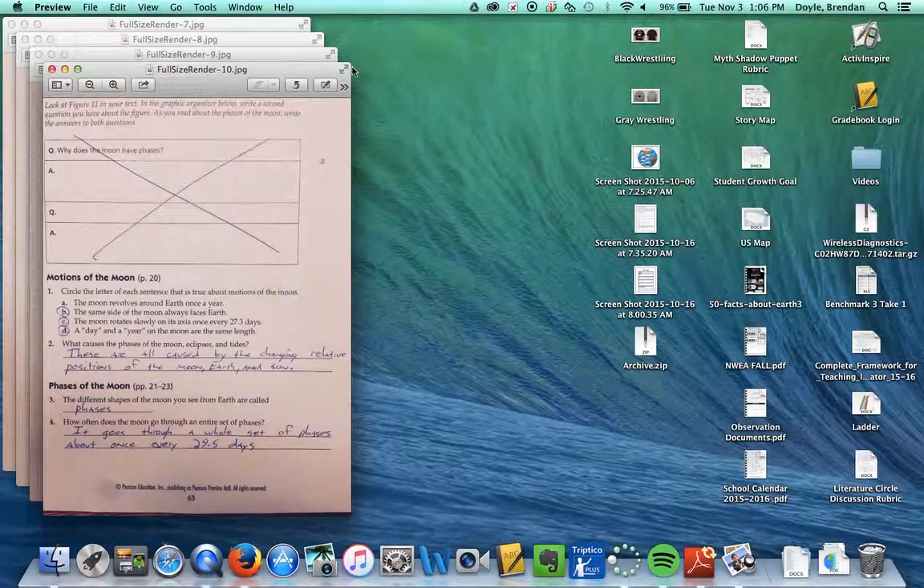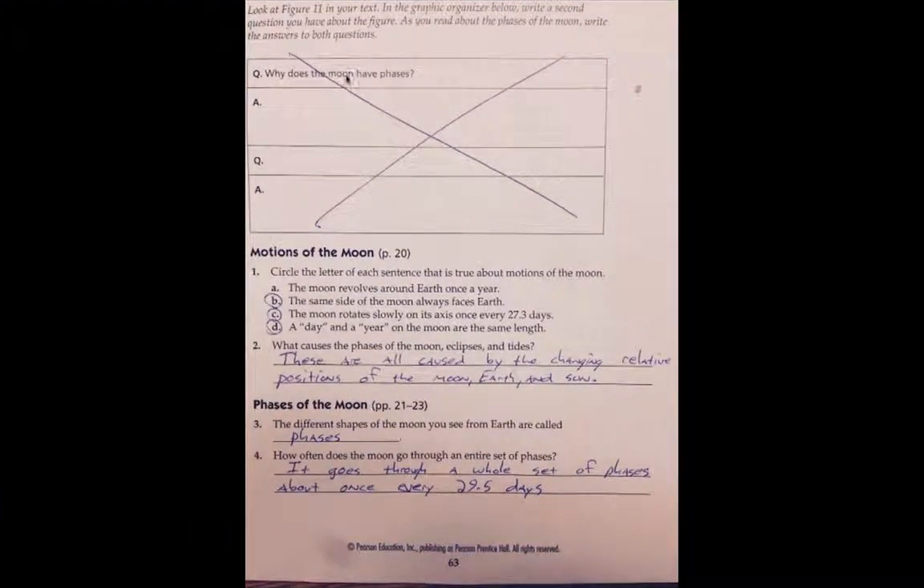Let's get started. Now we skipped the target reading skills. So number one, circle the letter of each sentence that is true about the motions of the moon. So B, C, and D. B, the same side of the moon always faces the Earth. The moon rotates slowly on its axis once every 27.3 days, and a day and a year on the moon are the same length. So in other words, the rotation of the moon and the revolution of the moon around the Earth are the same length.